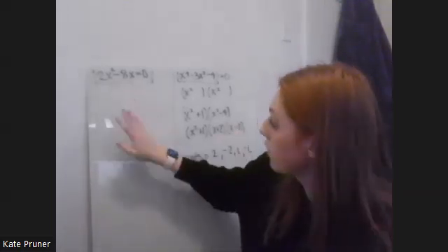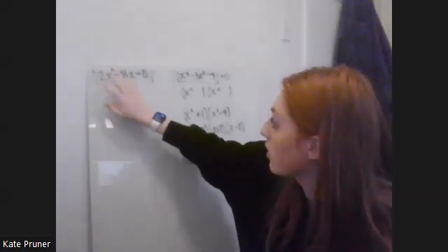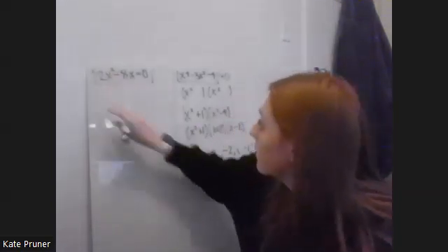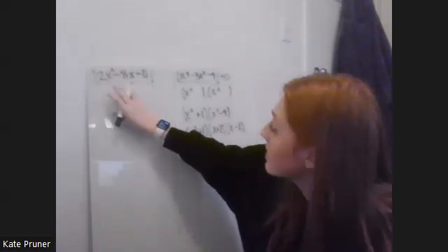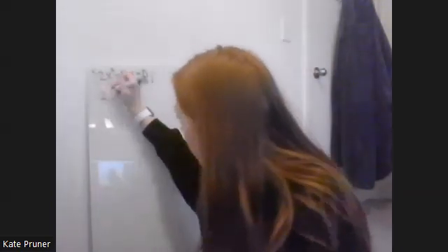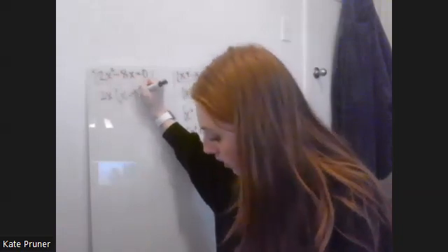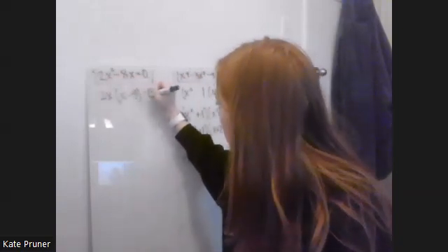So this first equation right here, we've got 2x squared minus 8x. If we're solving for the zeros of this, what we're going to do is figure out what we can factor out. We can factor a 2x out. So we factor out 2x, and that leaves us with x minus 4 equals 0.